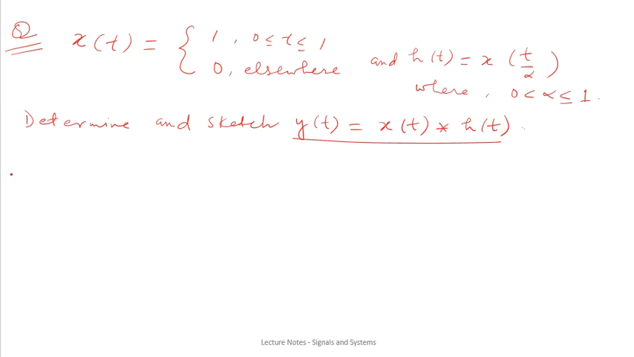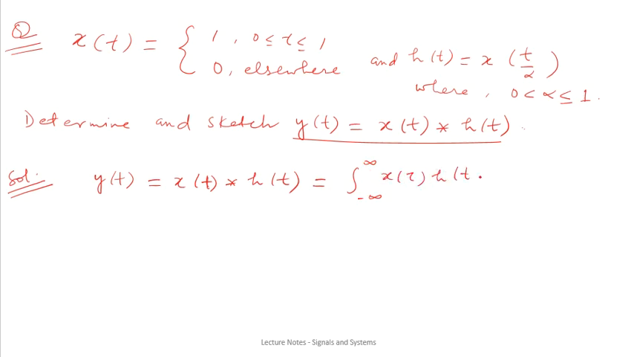Now the procedure will be the same as we had done in some past problems as well. There will be a 3-step procedure. At the starting you can just write the definition of the convolution, which you know, that is, convolution is represented as y(t), which is equal to x(t) convolution h(t), and it is written as the integral of x(tau) h(t minus tau) d tau.